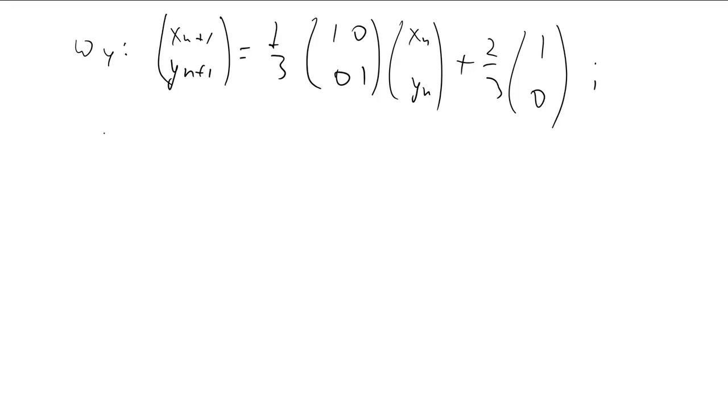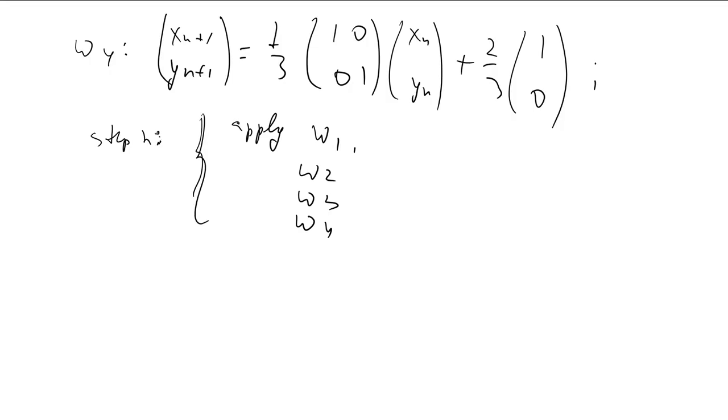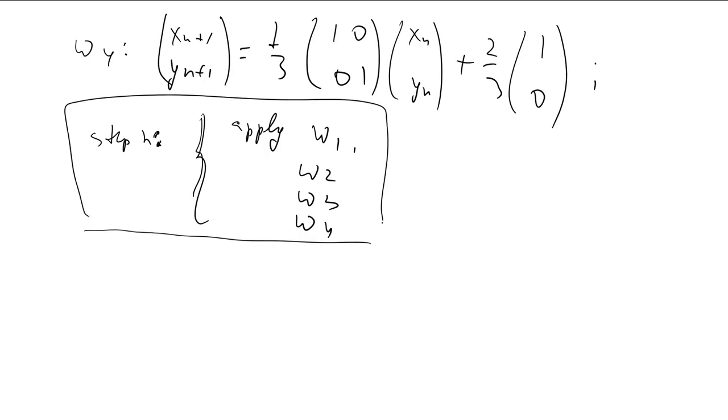And therefore, step n, now we can say step n is applying omega 1, omega 2, omega 3, omega 4. This way you will get at step n the Koch curve, and then you will apply this again and again, and this way you produce the Koch curve. Okay, goodbye.